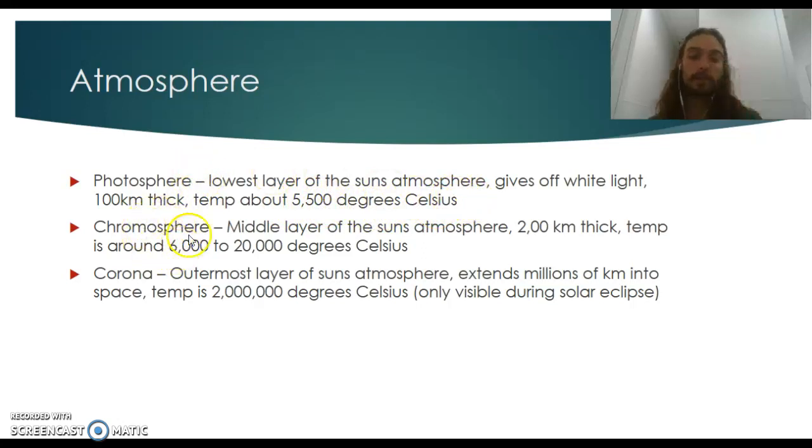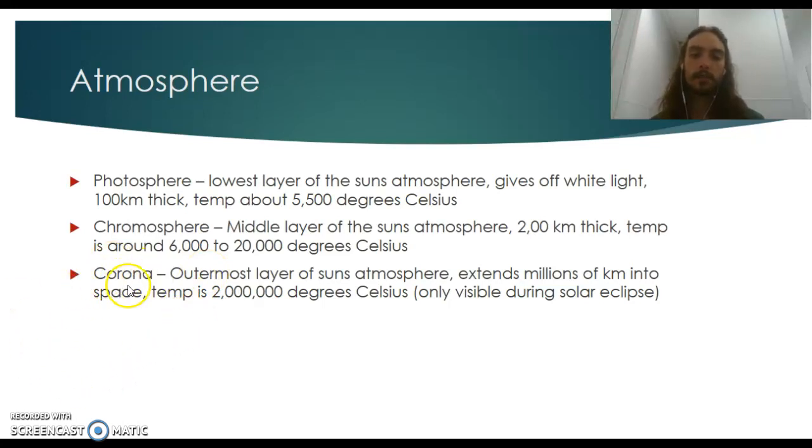So then we've got the chromosphere, which is the middle layer of the sun's atmosphere. It's about, sorry, it's 200 kilometers thick, which is more than the photosphere. And the temperature is around 6,000 to 20,000 degrees Celsius, which again is more than the photosphere. So we're seeing heat go higher as it goes out and is transferred throughout the sun.